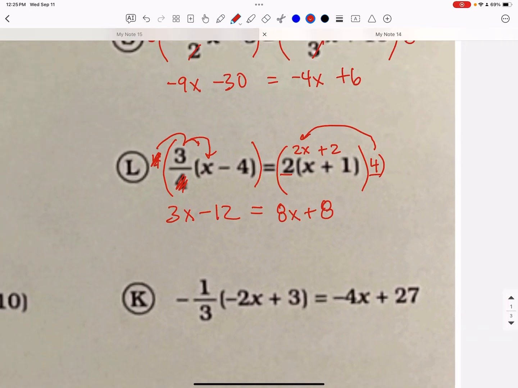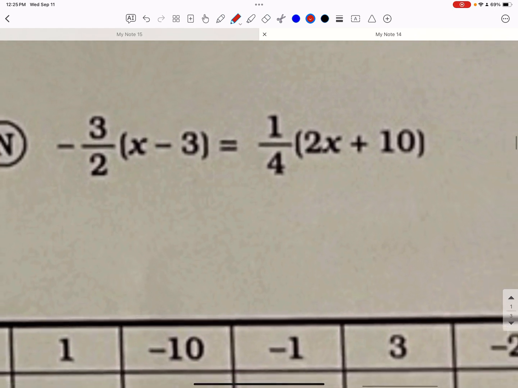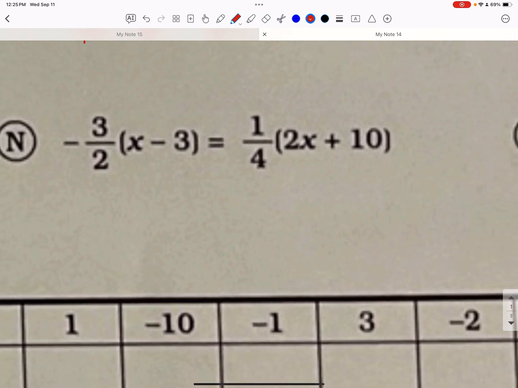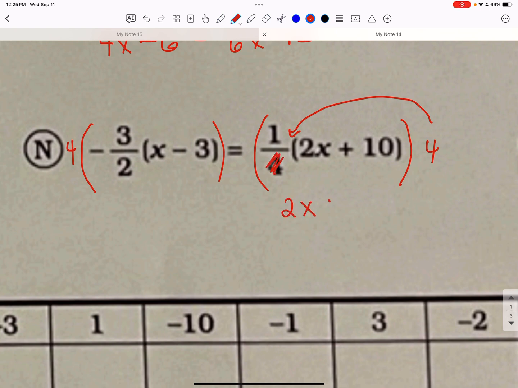If this makes sense, great. If not, don't worry about it. These are ridiculously hard. I actually didn't even see these ones when we started. Okay, let's see. On this one, I'm going to multiply both sides by 4. These are hard. I like these. Okay, 4. That means before I pass out 1/4 over here, I'm not going to pass out 1/4. I'm just going to pass out 1, which means this whole thing is just 2x plus 10. Passing out 1 doesn't do anything.